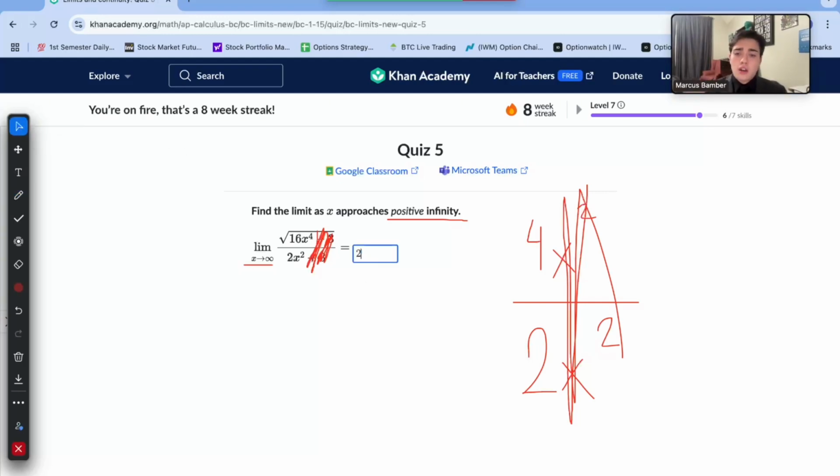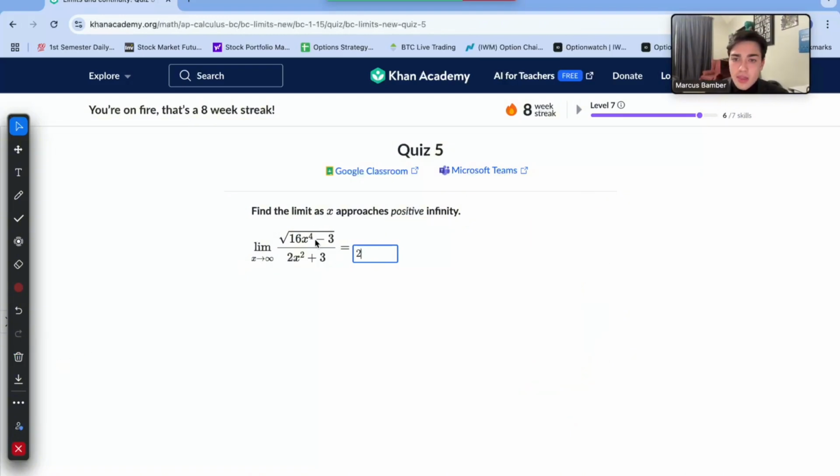So this function, as it approaches positive infinity, will approach the y value of 2. Now, there's a more technical way that we'd do this, meaning that we would multiply all of these values by 1 over x to the power of 4 inside of our square root, and 1 over x to the power of 2 for our denominator. Everything would cancel out. We'd get 3 over x to the power of 2 for our denominator, and negative 3 over x to the power of 4 for our numerator.